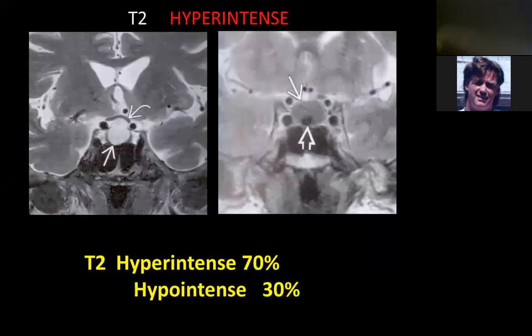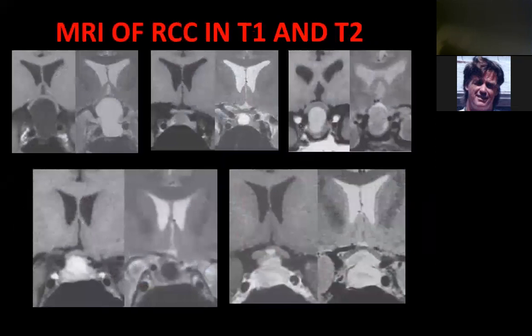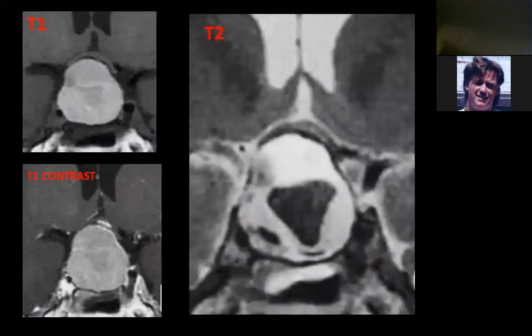On T2, they are hyperintense in 70% of cases. This is from Osborne book. The others are my cases. So you can see the difficulty in diagnosing these cysts. Look at T1 and T2 in this case, different from T1 and T2 in this case, from this case, and from this case. That's the difficulty of diagnosing Rathke. So T1, T2, and T1 with contrast.